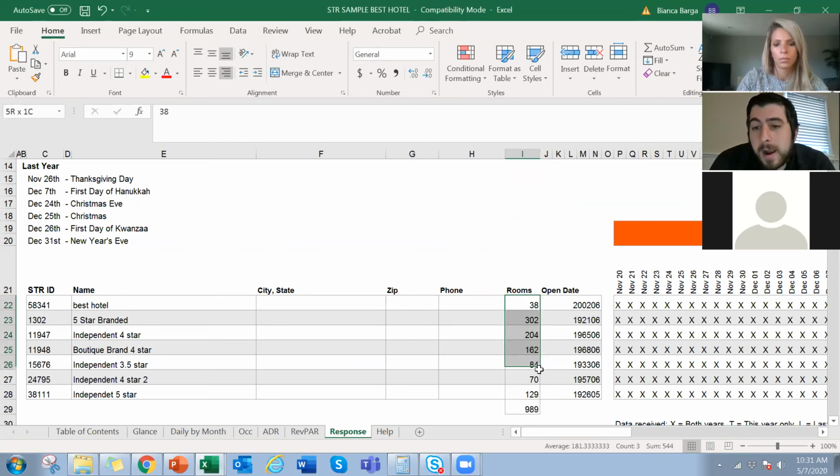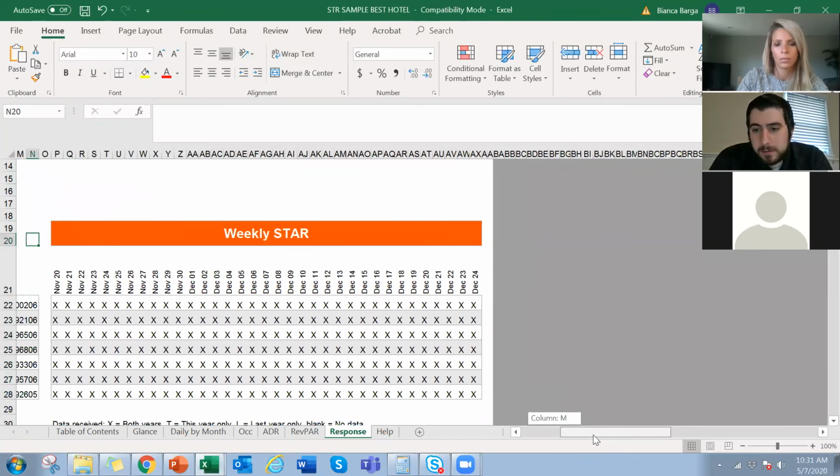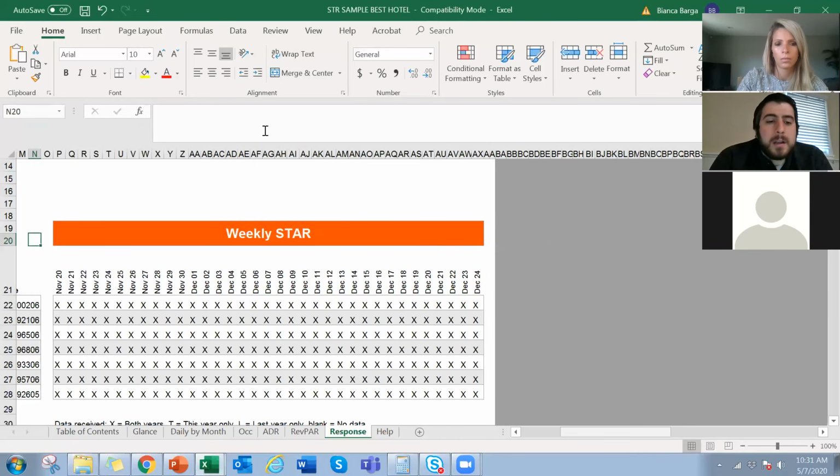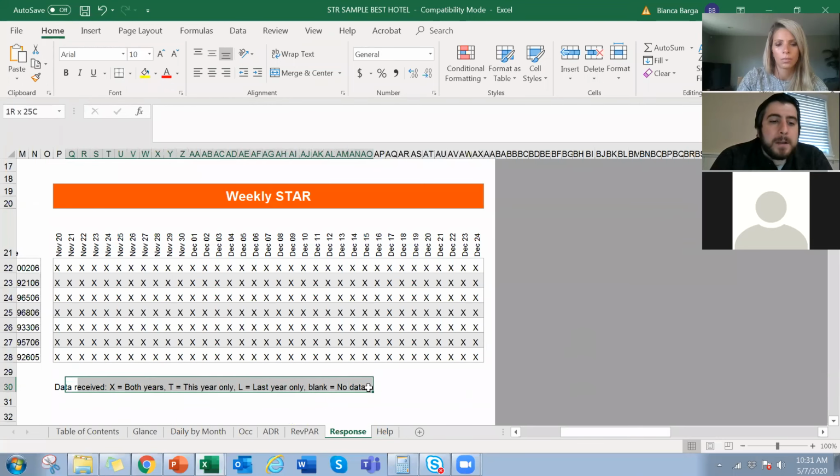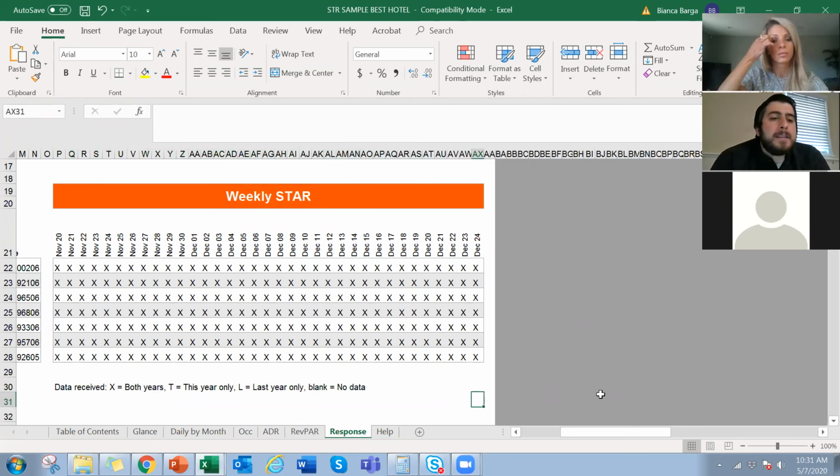We talked previously about getting your occupancy for your entire market to properly account for your index. This is where you're going to get that information. Right to the right of that, you see a bunch of X's. What the X's mean is, if you look a little bit further down, there's a key. And as it says, any X means that both years have been received. Bianca was talking about reporting last year versus this year, so you can see your growth or your decline. Any X is saying all of your competitors have reported both years.